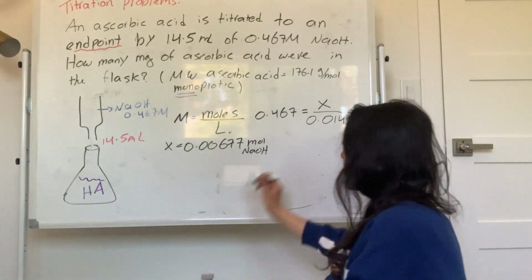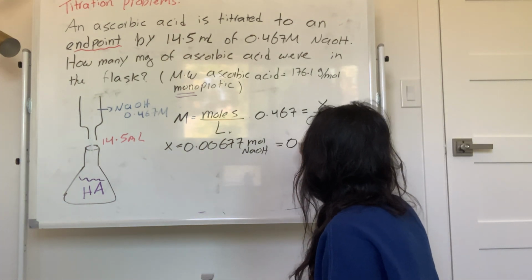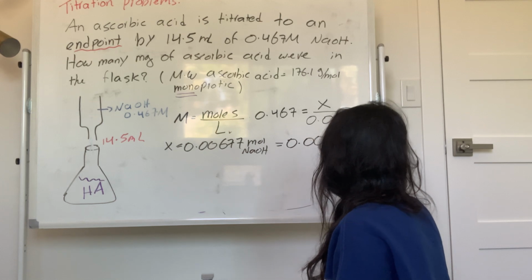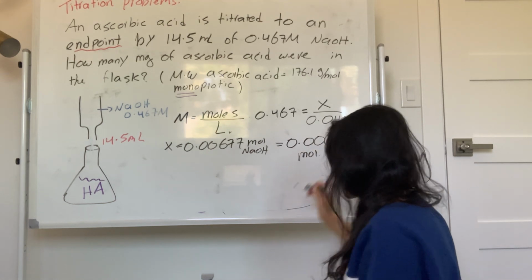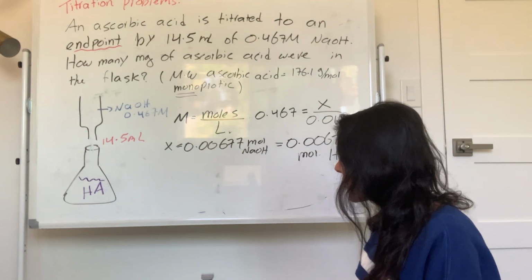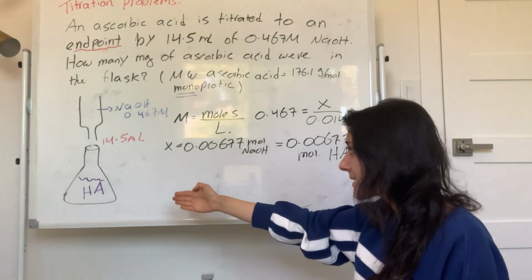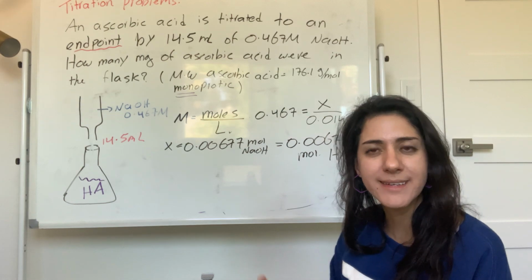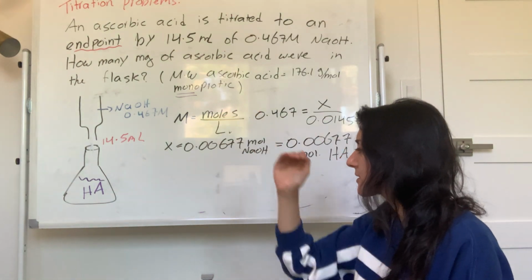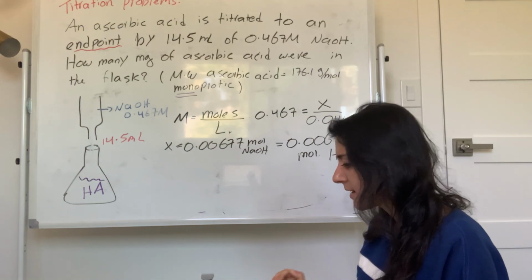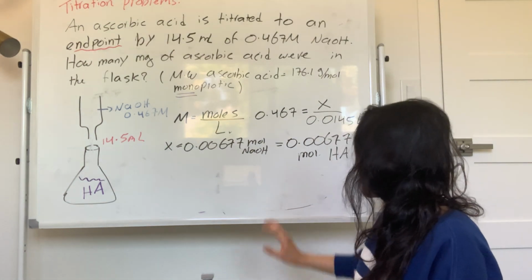Okay, so that means I had 0.00677 moles of ascorbic acid, because after that, there was no more acid in there. That's when I added, it turned pink. Are we good so far? Because each base is going to go and neutralize the acid. That's beautiful. Except I'm not done yet.